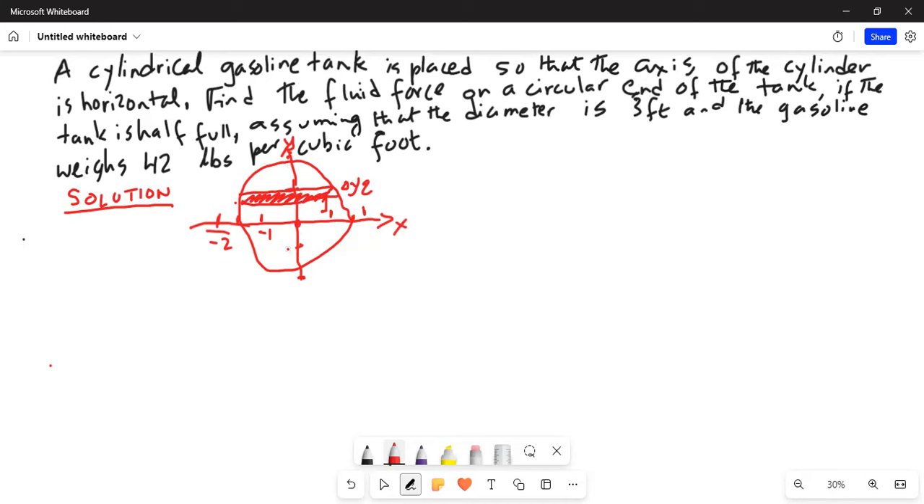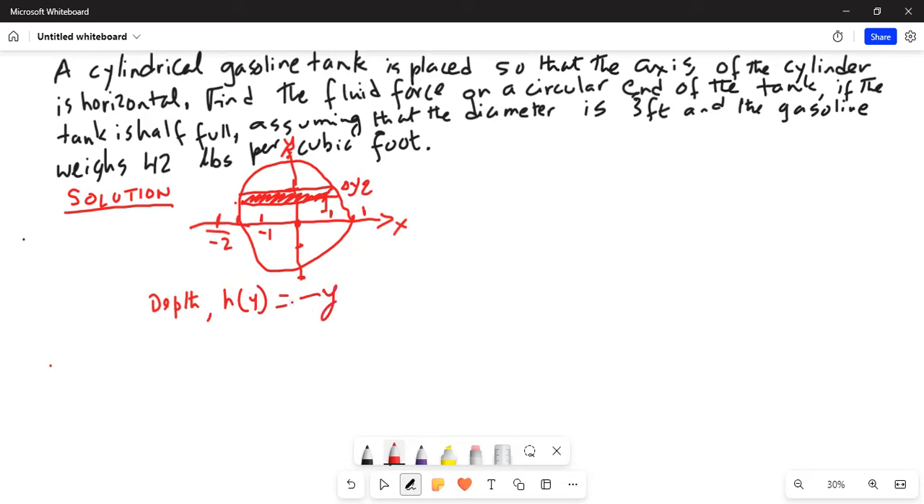So the depth of the lamina, depth hy. Why is it below the horizontal axis? Because the cylinder is lying horizontally on a flat ground. So depth is hy, which is minus y because it's below the origin.